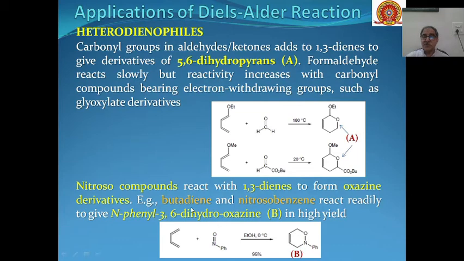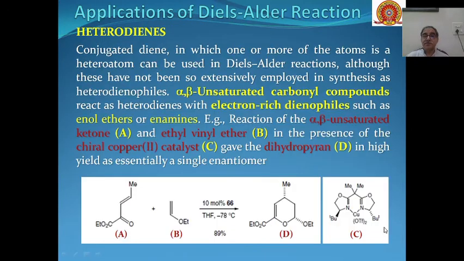So butadiene with nitrosobenzene gives us N-phenyl 3,6-dihydro-oxazine as the Diels-Alder product, and this is formed in 95% yield. Then dienes can also be used with a heteroatom. Heterodienes will also give us Diels-Alder products.